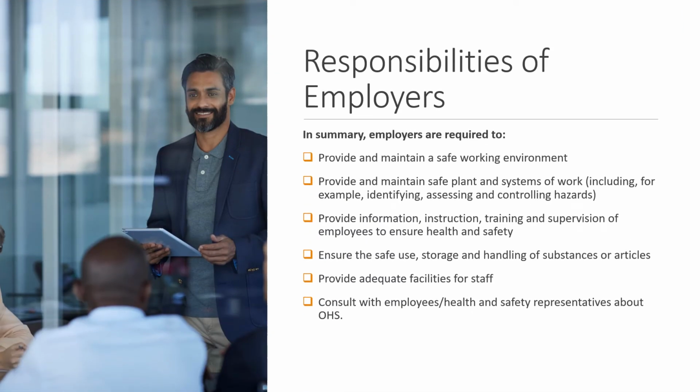In summary, employers are required to provide and maintain a safe working environment, provide and maintain safe plant and systems of work, which would include identifying, assessing, and controlling risks and hazards, providing information, instruction, training, and supervision of employees to ensure health and safety, then ensuring the safe use, storage, and handling of substances or articles, providing adequate facilities for staff for their safety and health, as well as the health and safety areas that need to be looked after. And then consult with employees and also consult with health and safety representatives about occupational health and safety.